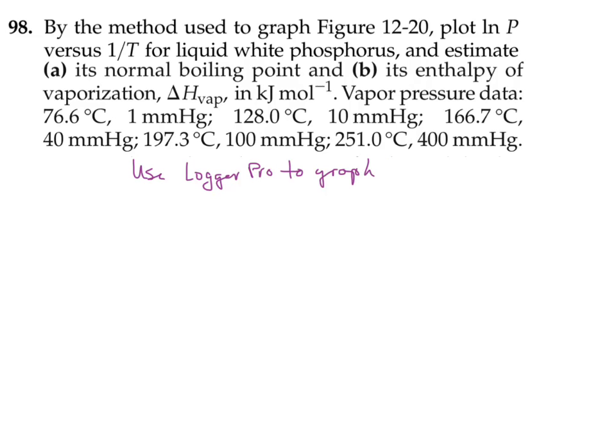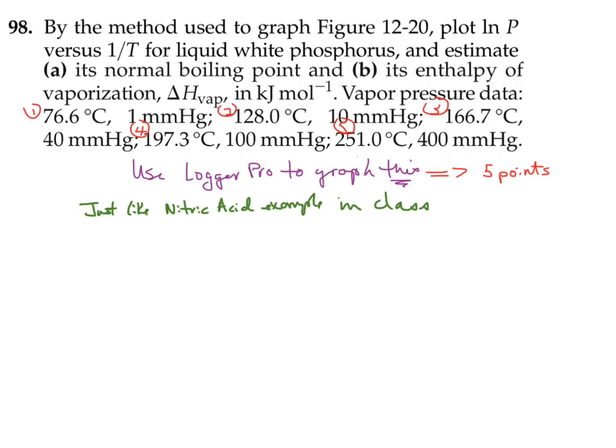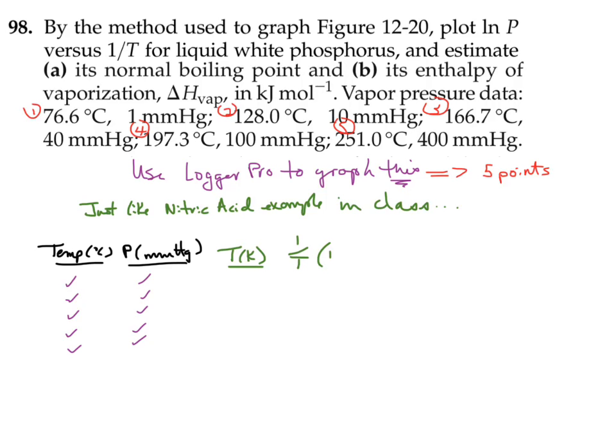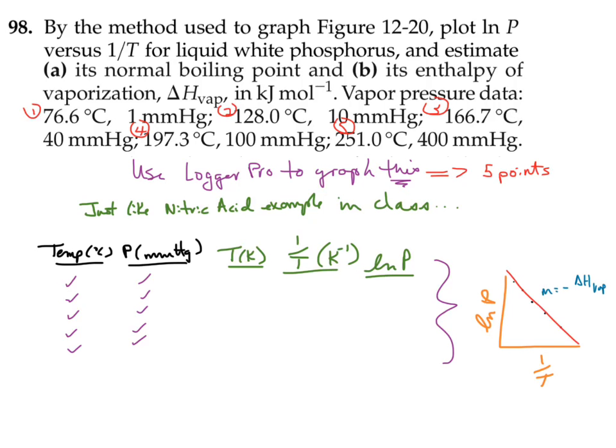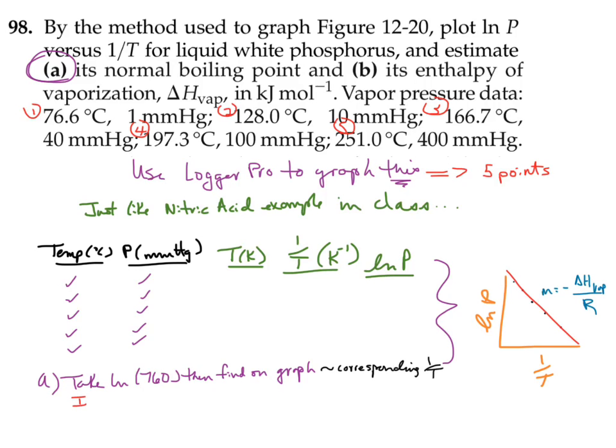The last one goes back to more of what we did with nitric acid. The 5 points are just ordered pairs, temperature and pressure. This is where you're going to want to use Logger Pro to enter those 5 points. This is going to help you for Thursday's lab. Have it convert to Kelvin, inverse temperature, make Logger Pro do the work here, and the natural log of the equilibrium vapor pressure.